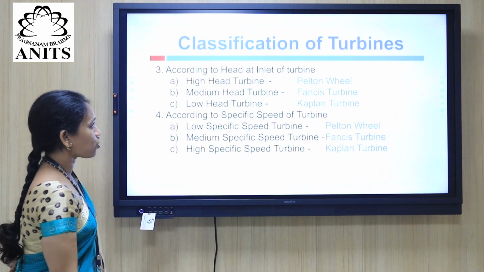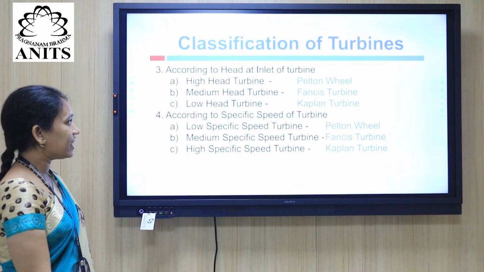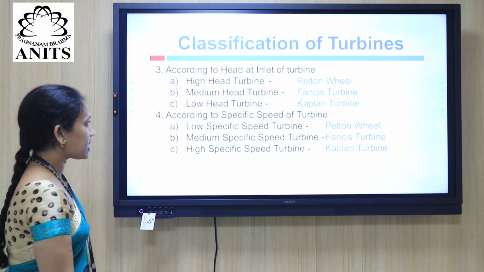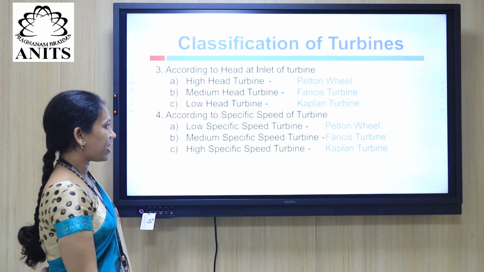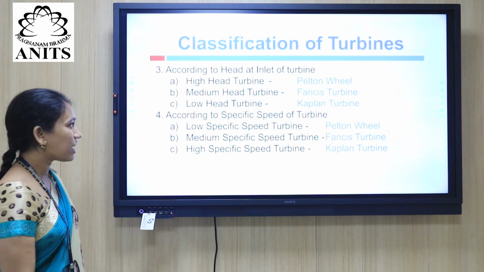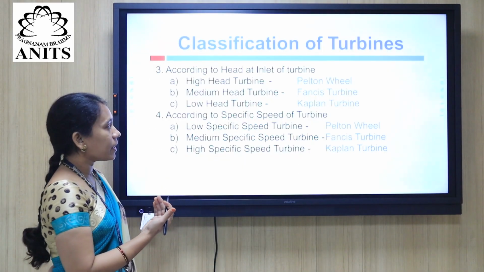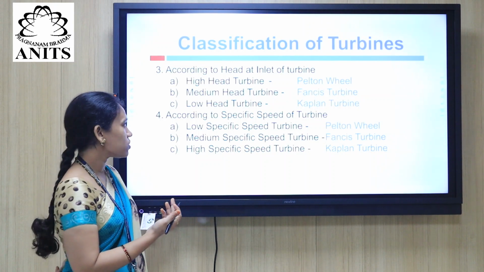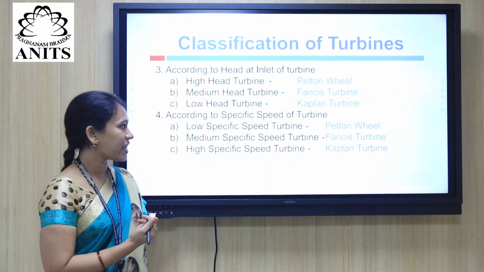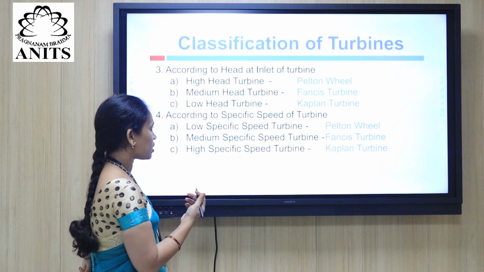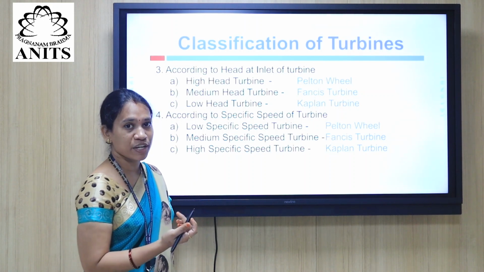Next is the classification of a turbine according to the head at the inlet of the turbine. Based on this there are high head turbines, medium head turbines and low head turbines. Based on the country's conditions, the head is different. Based on the head available at the inlet of the turbine, the high head turbine is the Pelton turbine. The Pelton turbine works with high heads in the world up to about 1750 meters. For a medium head, a Francis turbine can be used, and for a low head, a Kaplan turbine can be used.